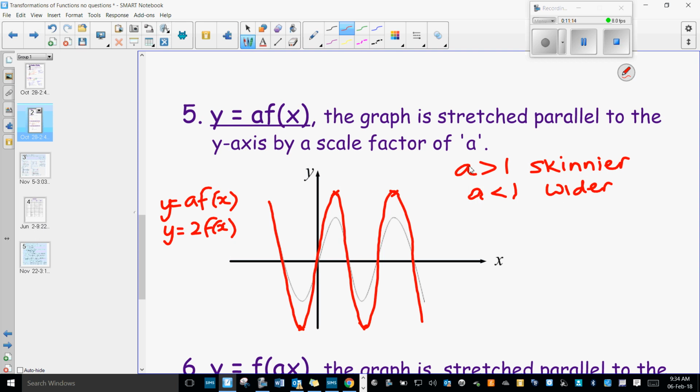But notice that the x-intercepts here haven't changed. Okay, so those values are still the same, because the only thing that we've had to change is the y scale. Okay, so if there's a number in front, the x values don't change, but the y values are multiplied by whatever that number is.